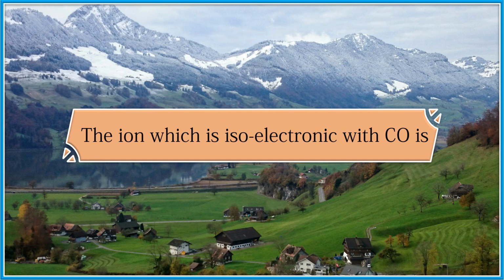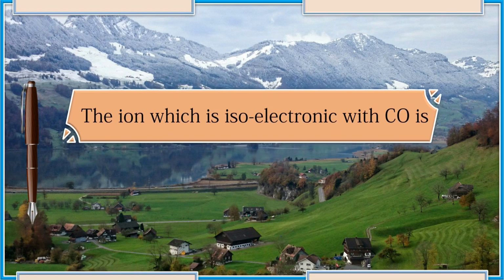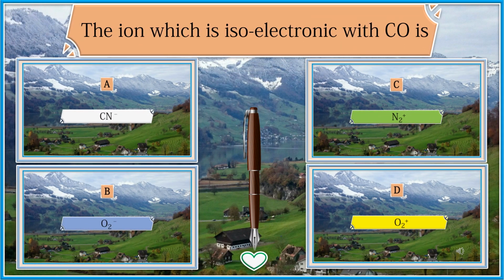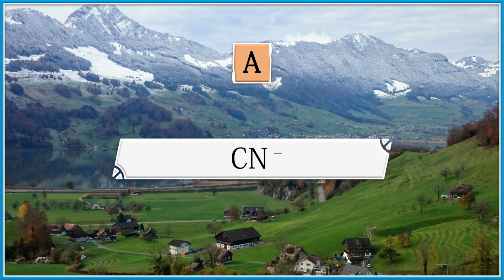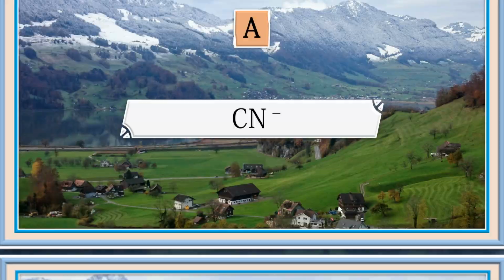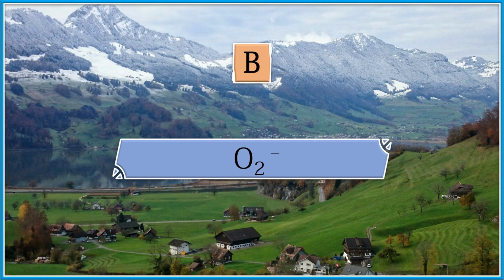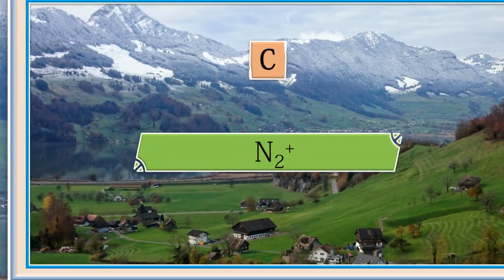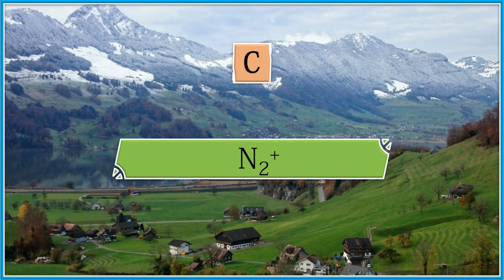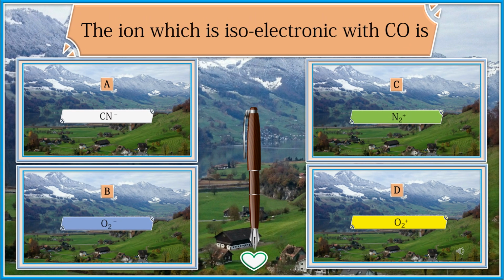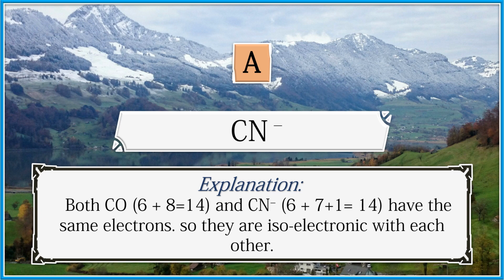The ion which is isoelectronic with carbon monoxide is: cyanide ion, oxide ion, nitrogen ion, O+. The answer is CN minus.